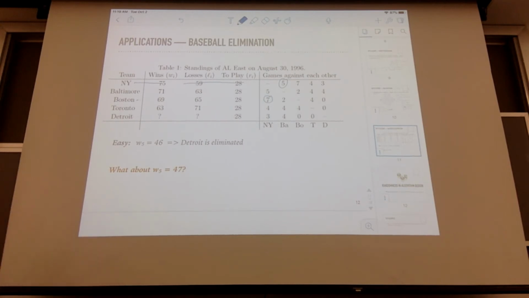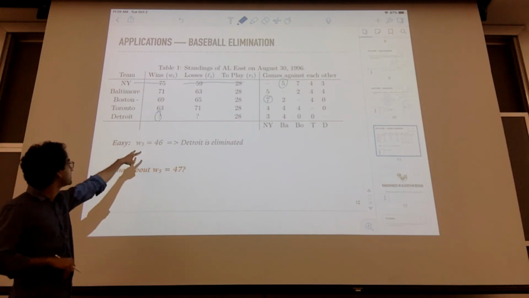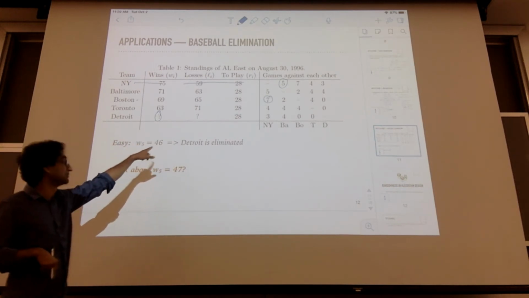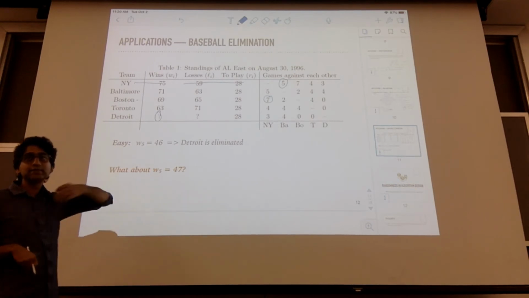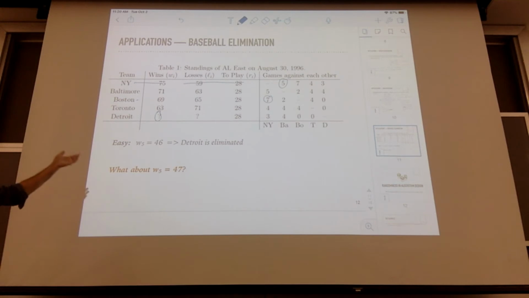Now you could ask, in this case I haven't written how many wins and losses Detroit had, but let's say I told you that Detroit had only 46 wins so far. Will they be eliminated, in the sense of: do they have a possibility of finishing top of the table? In this case, it's trivial that they cannot, because if it's only 46 and you have only 28 games left to play, then the maximum number of wins you could have is only 74, which is already less than whatever New York had won. So there's no way Detroit could jump to the top of the table.